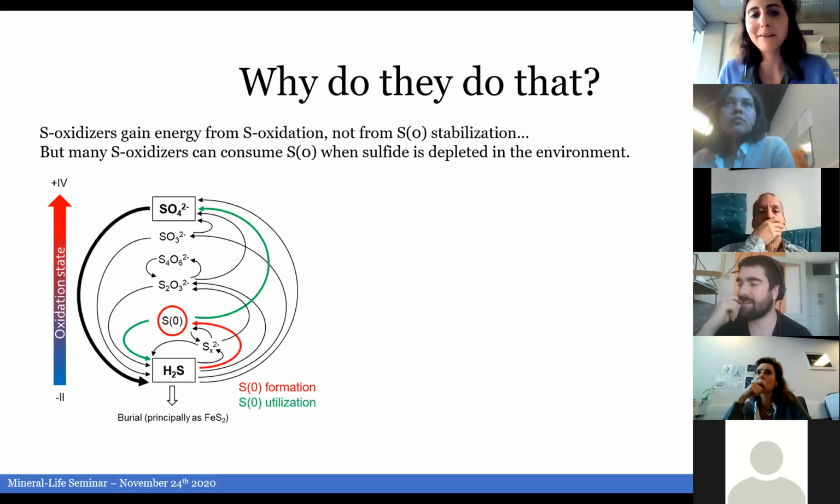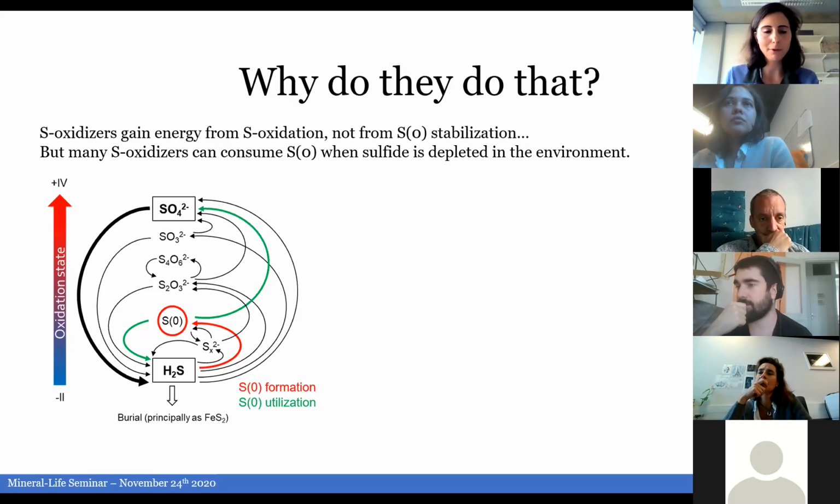Yeah, that's a good point. So the microbes would be in some kind of symbiosis. You have a sulfur-oxidizer, exactly, oxidizing sulfide to sulfur, and another one that's closing the loop, and they cooperate together.